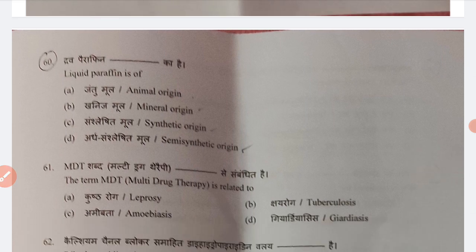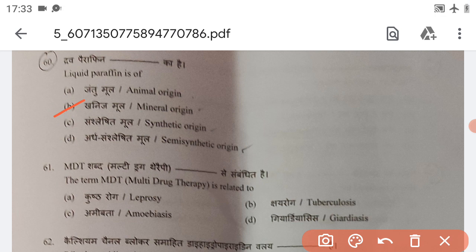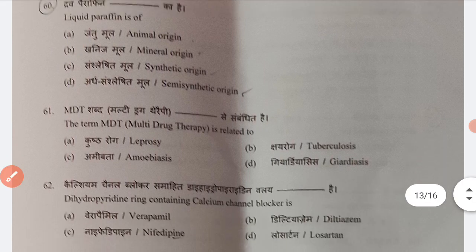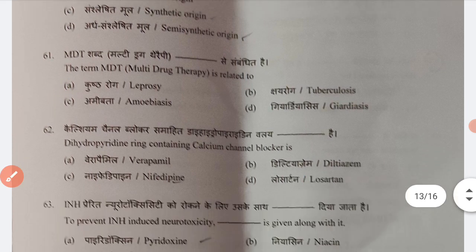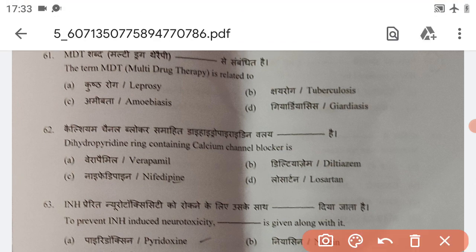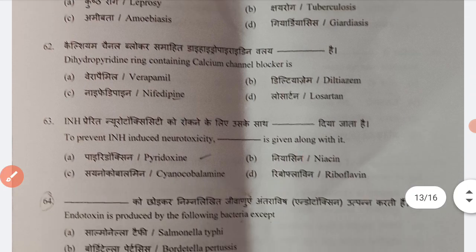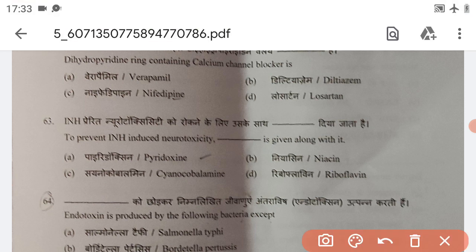Liquid paraffin is of mineral origin. Next, MDT, multi-drug therapy, is used in leprosy. Dihydropyridine ring, pyridine, and in the name of nifedipine, same, and the right answer is option C. Next, to prevent INH, isoniazid induced neurotoxicity, how do we overcome this? This is overcome by pyridoxine, vitamin B6.